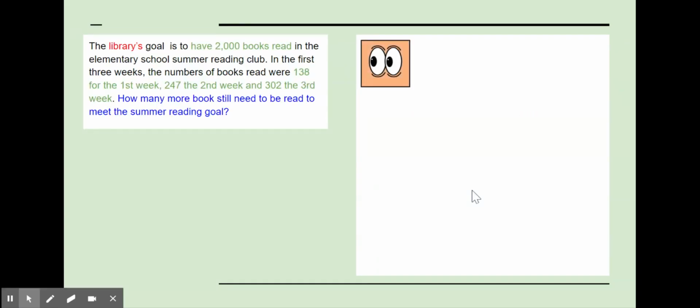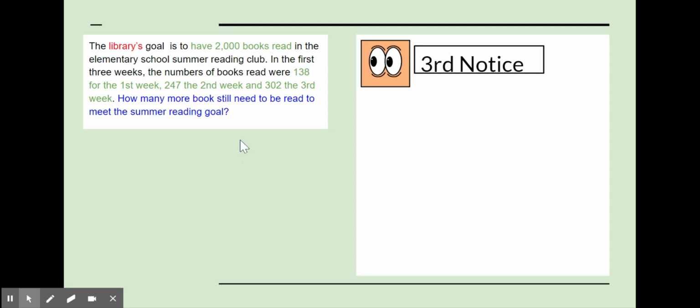So in our third look, or our third read-through, that is where we're going to use the models we created in our second look to solve our problem. So the library's goal is to have 2,000 books read in the elementary school summer reading club. In the first 3 weeks, the number of books read were 138 for the first week, 247 the second week, and 302 the third week. How many more books still need to be read to meet the summer reading goal?